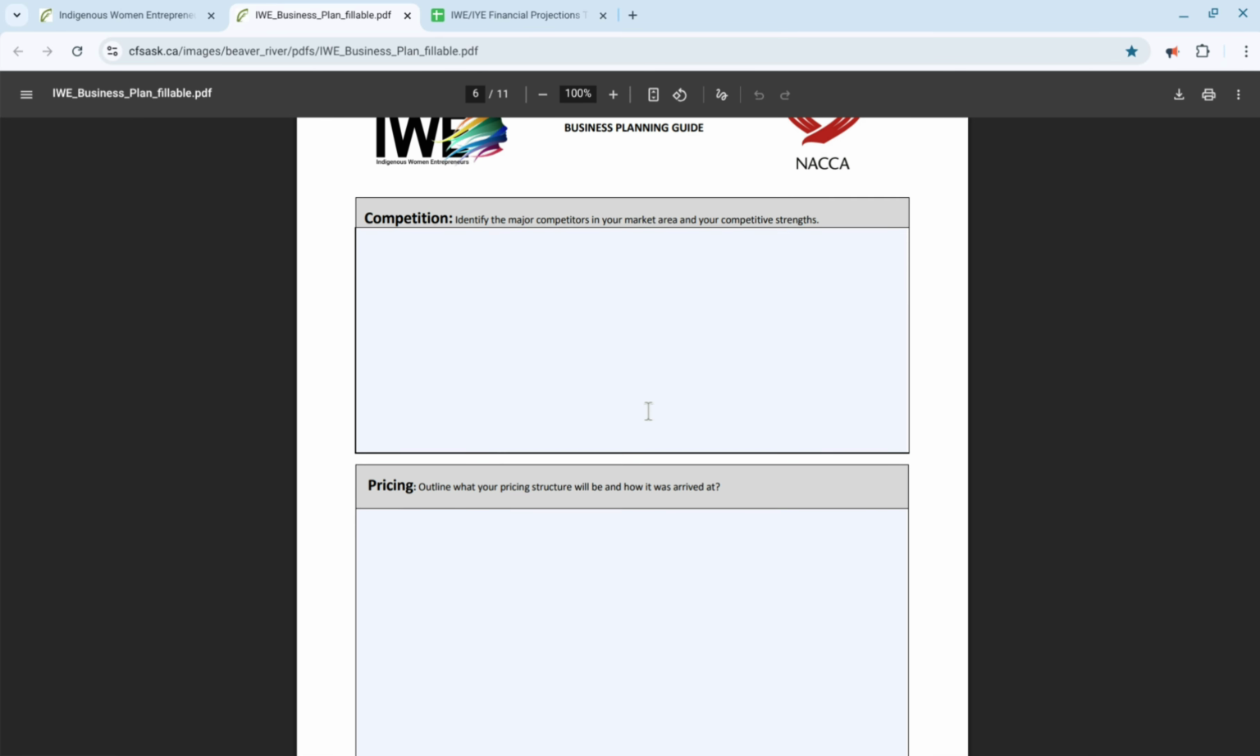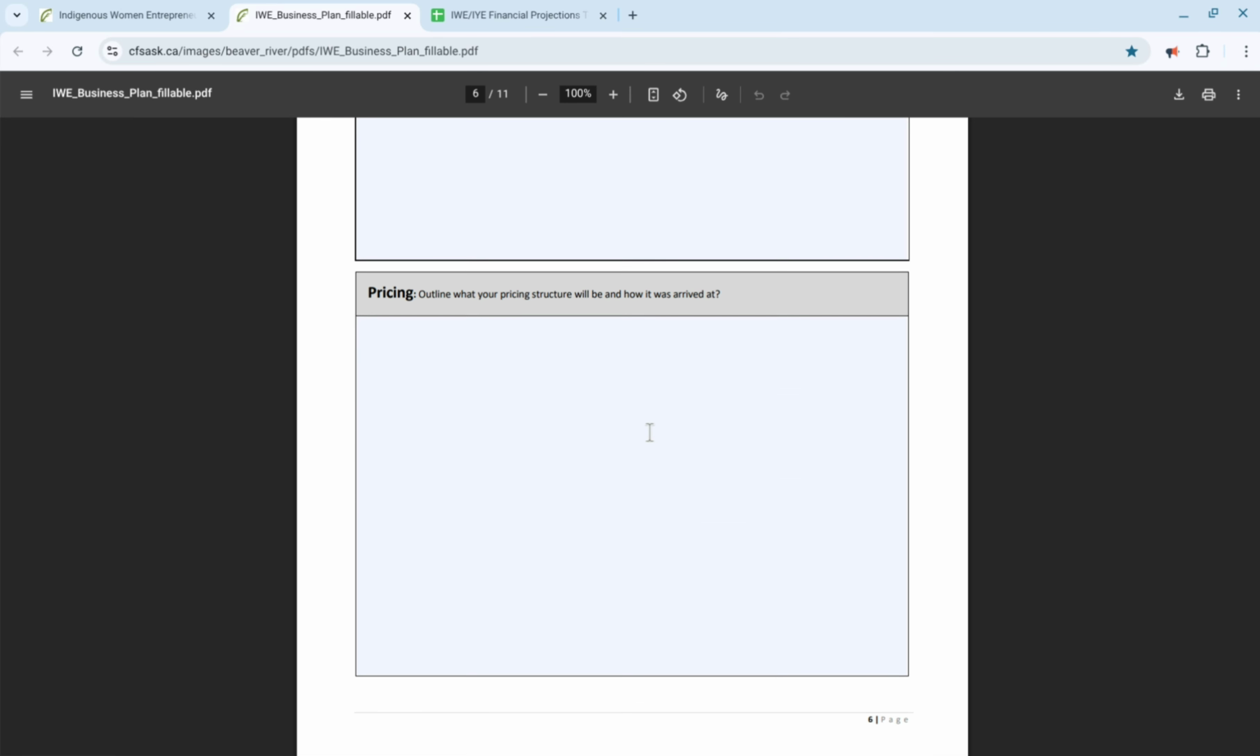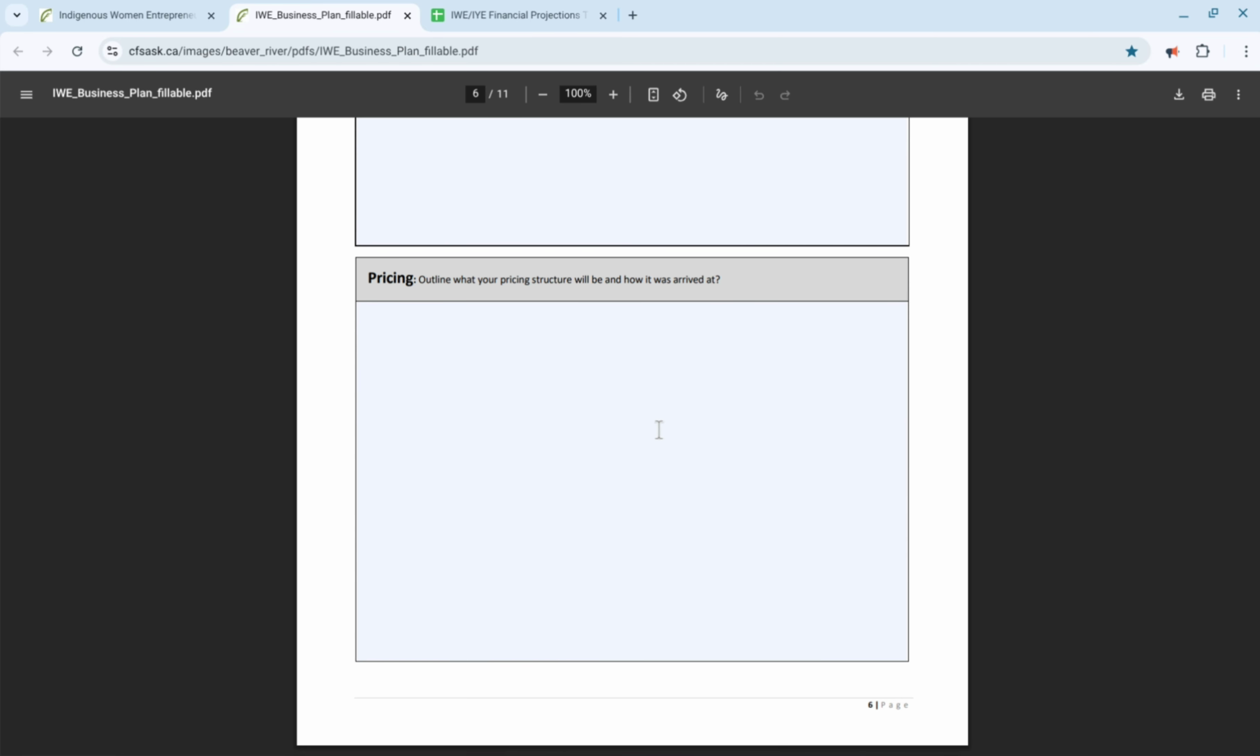Next, you can continue scrolling down here to pricing. Outline what your pricing structure will be and how it is arrived at. So how are you going to price your product or service? Are you basing your prices just on comparables, like what the competitors are offering? Are you basing your prices on what your input costs are going to be? Are you basing your prices on what you think people are willing to pay, or some type of combination of those? And then indicate how that was arrived at.